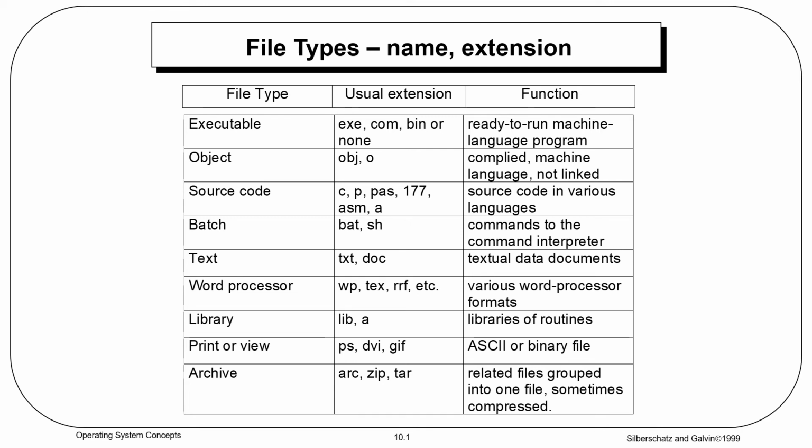These are all the file extensions, and a file name has two parts: the name of the file, followed by a dot character, followed by its extension.